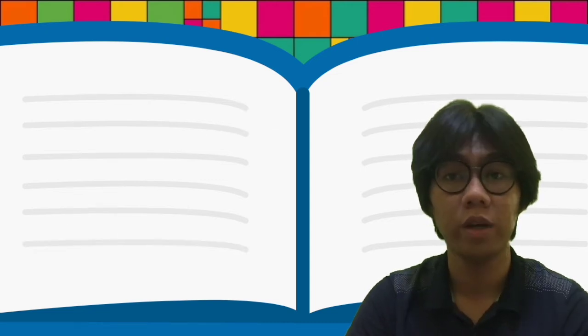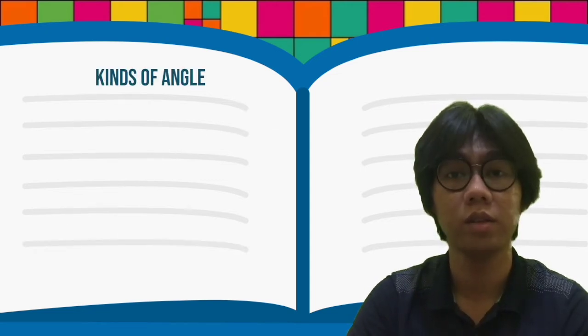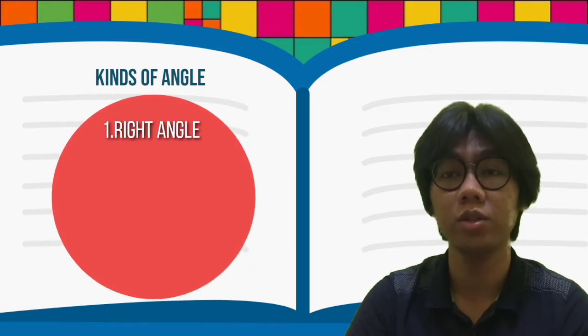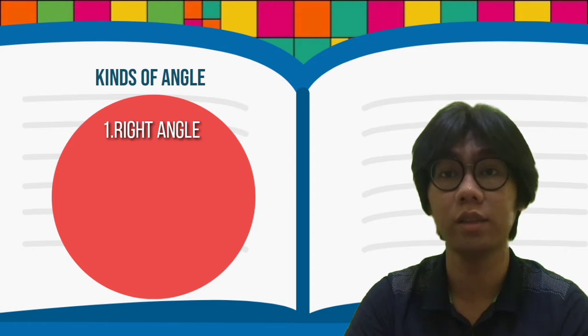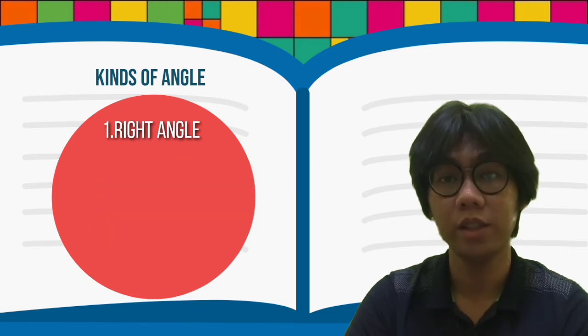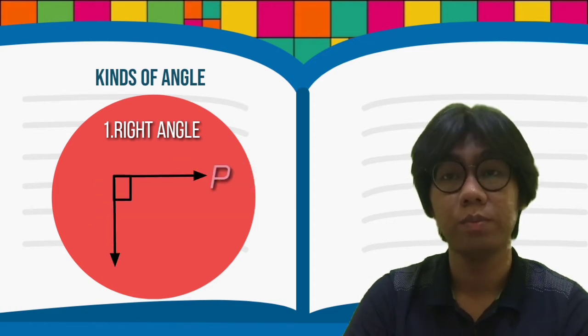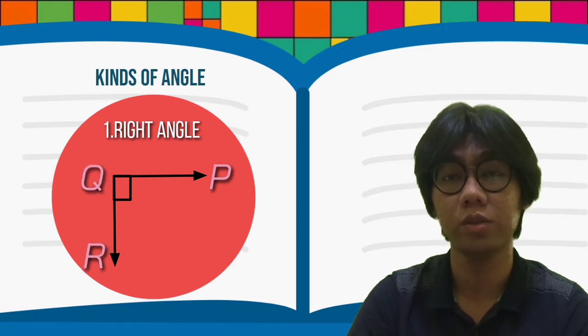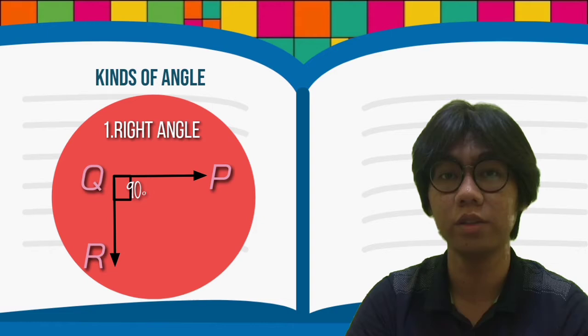Then we have kinds of angle. First is right angle. A right angle is an angle whose measure is exactly 90 degrees. Let's look at the picture. PQ and QR intersect each other to form an angle of 90 degrees.